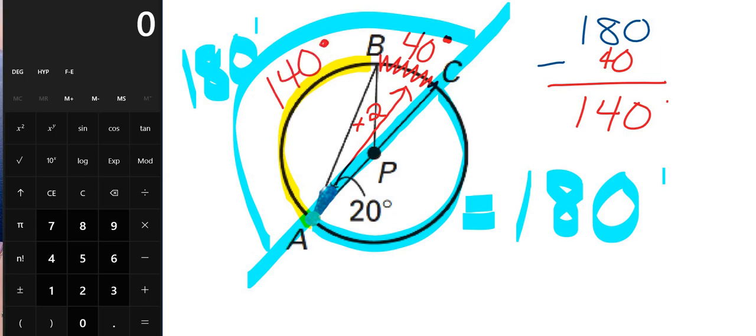So my answer is 140 degrees. I had to know 2 things. I had to know the inscribed angle that got me the 40 degrees, and then I also had to realize that the diameter was cutting it into 2 halves, 180 degrees to the left, 180 degrees to the right. Okay, let's move on.